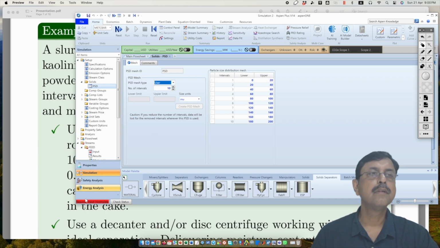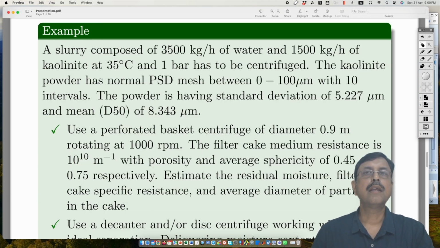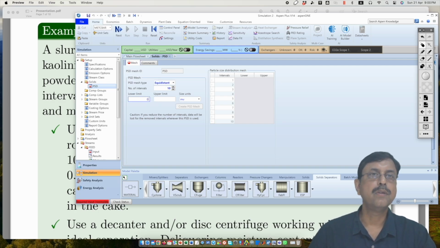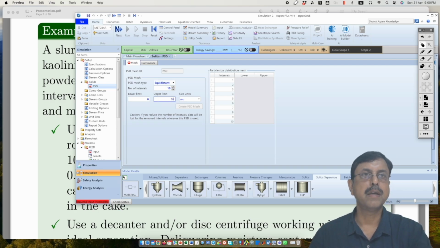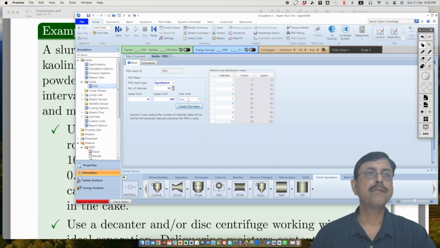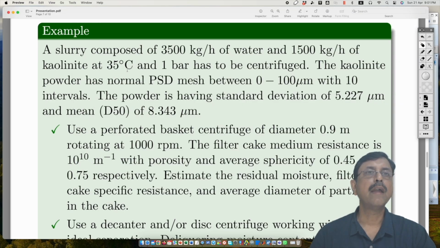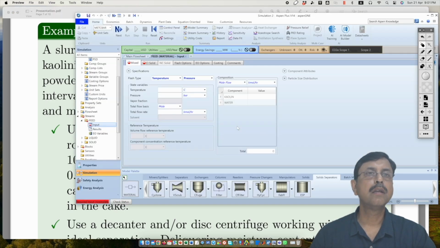Let us see once again. The kaolinite powder has a normal PSD between 0 to 100 micron with 10 intervals, right? So it is equidistant, 10 intervals, 0 to 100 micron. Create PSD. It is done. Now go to feed. It is 35 degrees centigrade, 1 bar pressure. So 35, 1 bar.